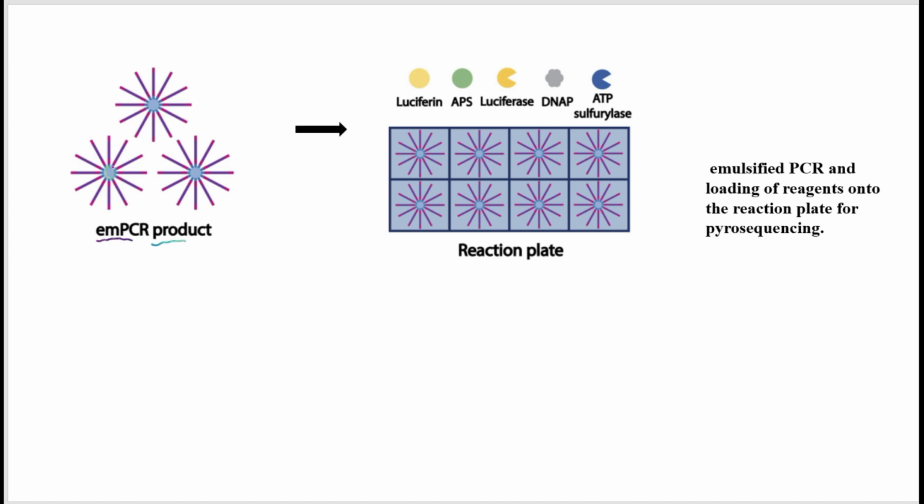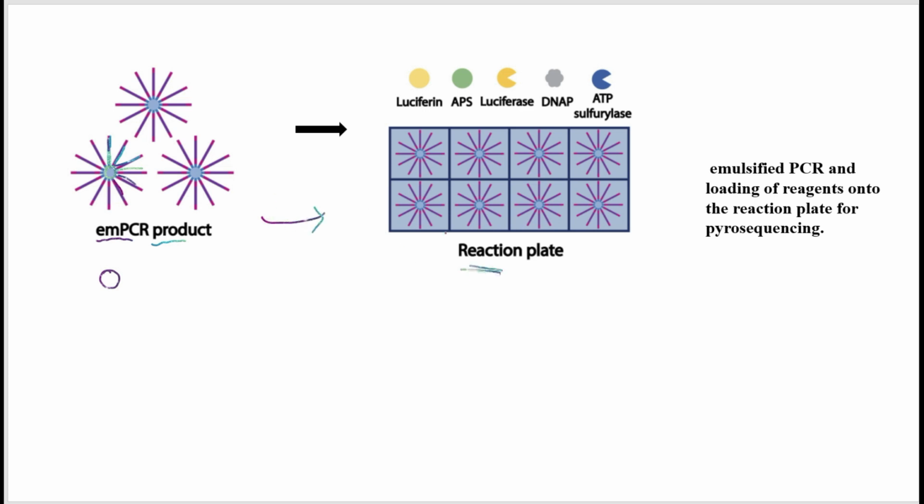Here there is a bead. Now the single stranded DNA which was present with the adapter is being amplified, so we are getting multiple products of the single stranded DNA. The bead which is coated with the streptavidin can attach millions of single stranded DNA. Now these beads will be placed in a reaction plate.